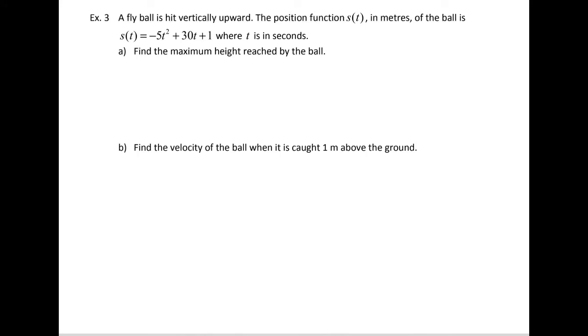Example number 3, a ball is being hit vertically upward. So the position time function is given as a quadratic function where t is in seconds and s is in meters. Now we need to find the maximum height reached by the ball. So that means we're looking for the local maximum where the first derivative will be 0. That means the velocity must be 0. So first, let's find our velocity time function. Next, set the velocity equal to 0 to find the critical points.